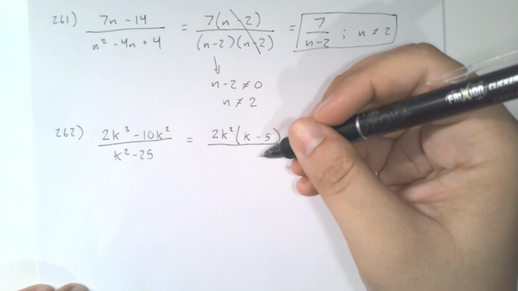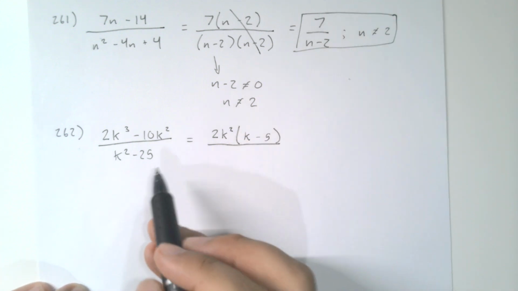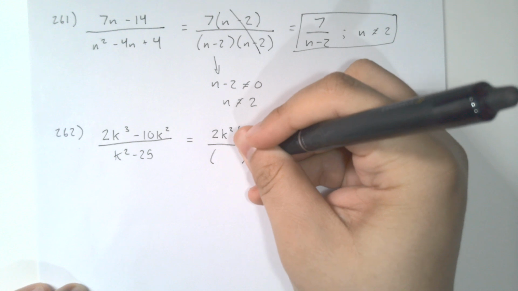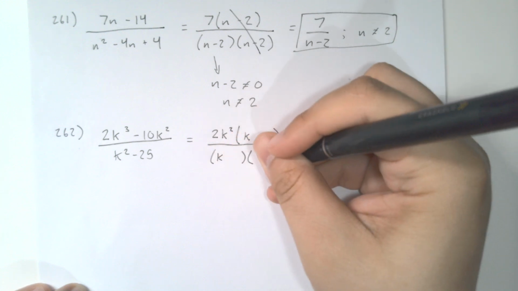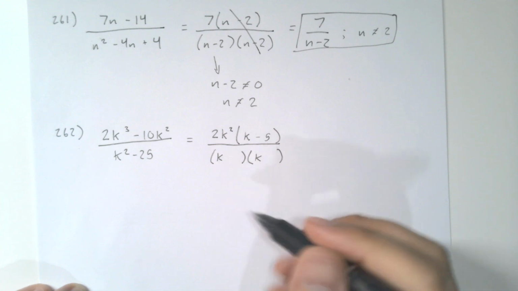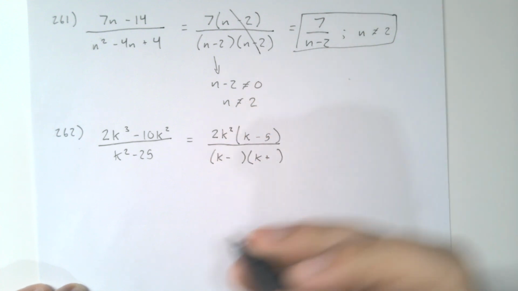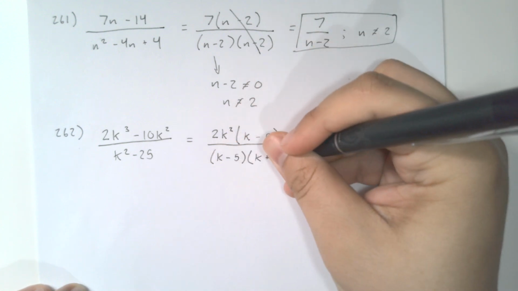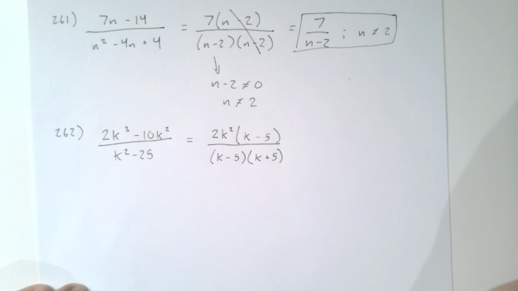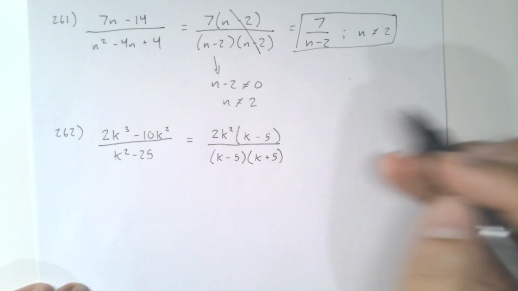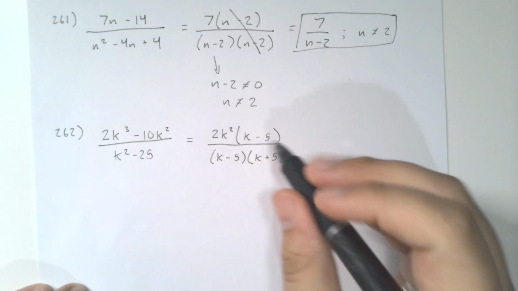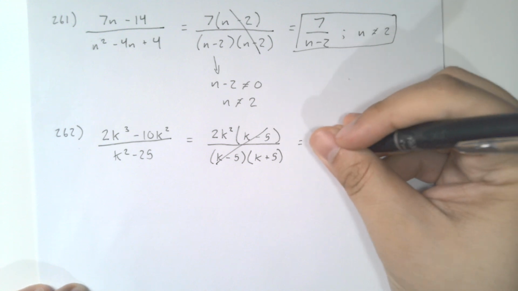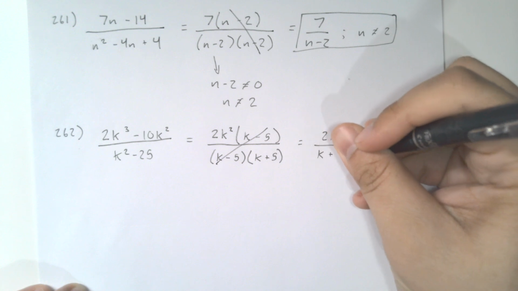Now the short way to do this is that if you have a variable squared minus a number, you can write this as two k's at the front. One's going to be minus, one's going to be plus. And what's the square root of 25? That's 5. So we have k minus 5 times k plus 5. And so we have common factors of k minus 5. Those cancel. And we have 2k squared divided by k plus 5.